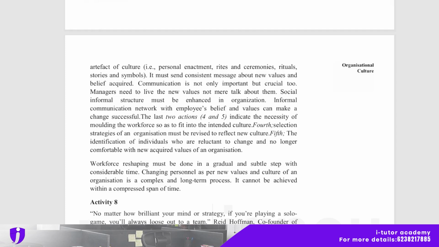The last two actions, four and five, indicate the necessity of molding the workforce so as to fit into the intended culture. Fourth, the selection strategies of an organization must be revised to reflect the new culture. Fifth is the identification of individuals who are reluctant to change and no longer comfortable with the newly acquired values of the organization. Workforce reshaping must be done in gradual and subtle steps with considerable time. Changing personnel as per the new values and culture of an organization is a complex and long-term process. It cannot be achieved in a compressed span of time.